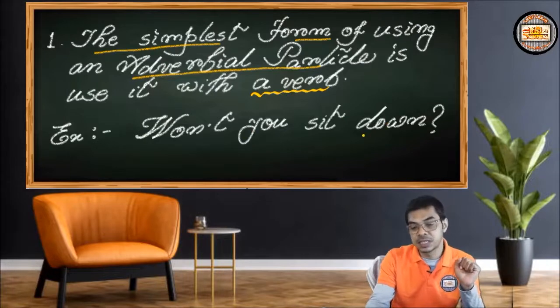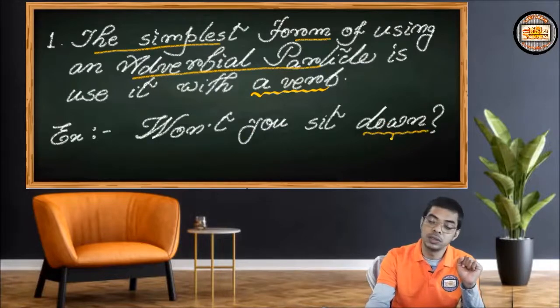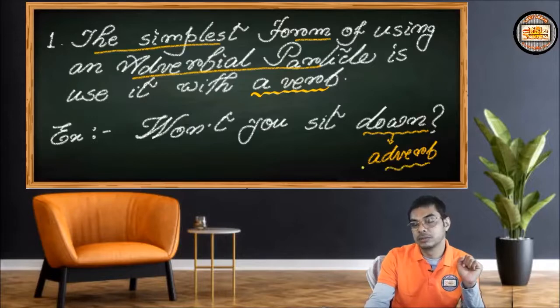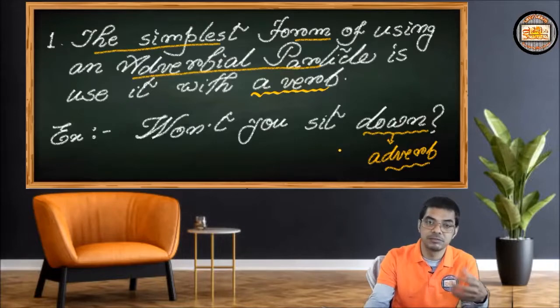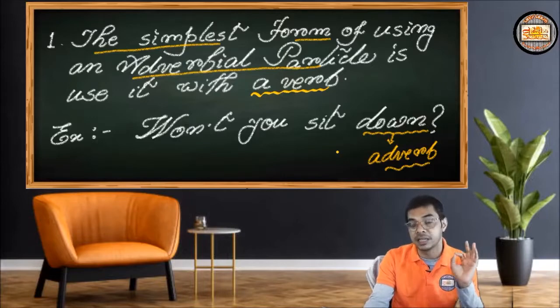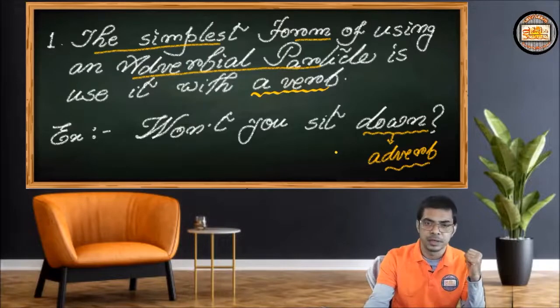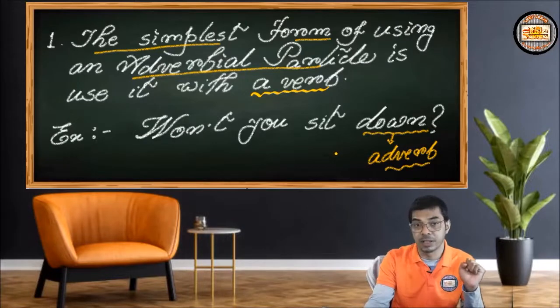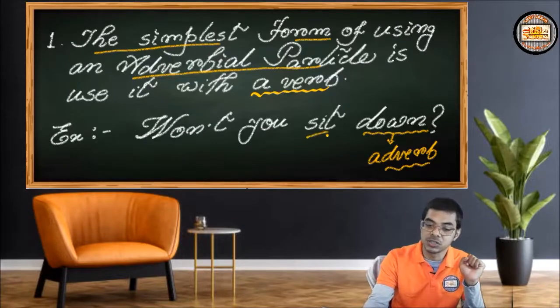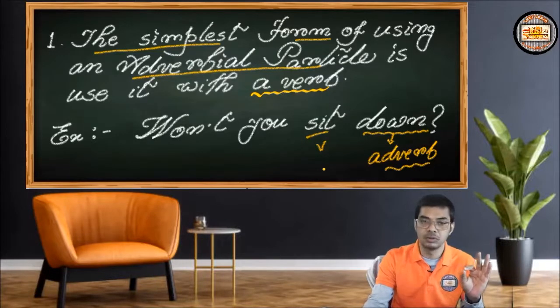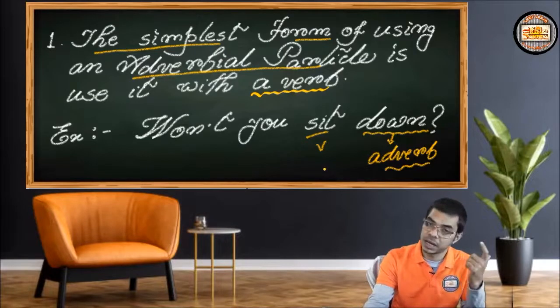Won't you sit down? So, down, this one is an adverb, and obviously you know it. This is not a preposition. Though sometimes you get confused whether it's an adverb or a preposition, believe me, dear friends, here there's nothing to get confused about. It's very simple. It's an adverb and it's used directly with a verb. This is the simplest way of using adverbial particles.